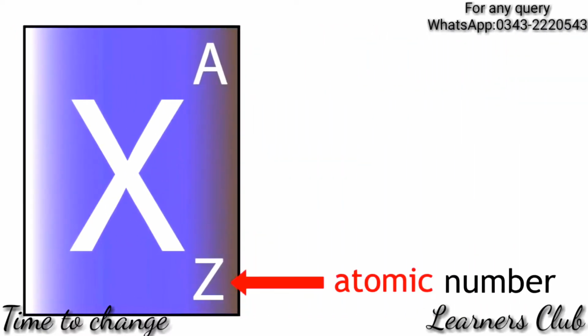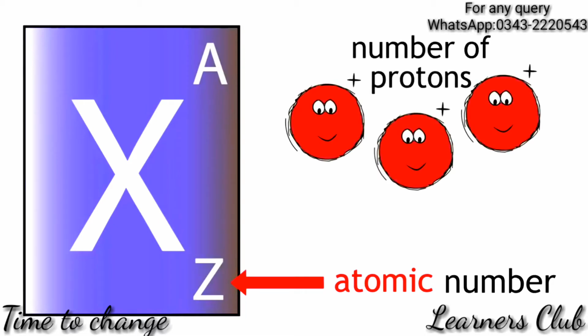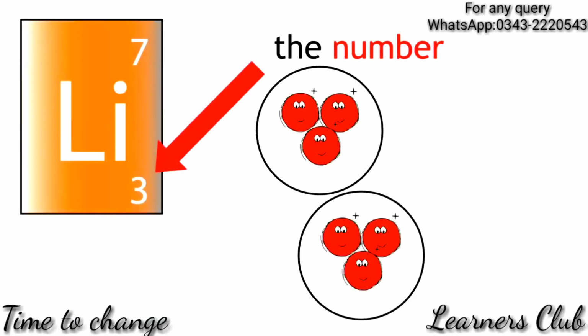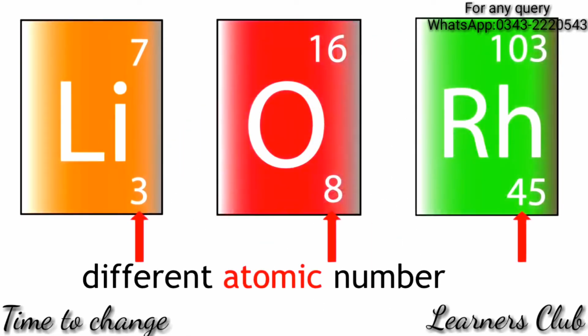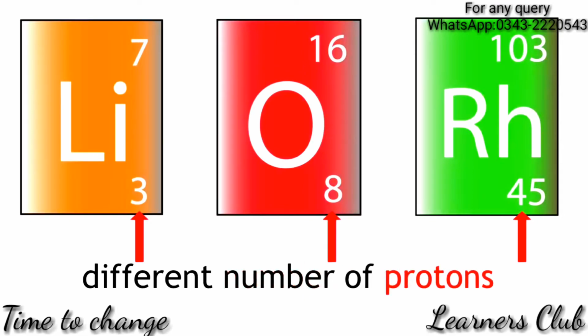The atomic number has a symbol Z. This number tells you how many protons are in one atom of an element. The number is always the same for all atoms of a particular element. Atoms of different elements have a different atomic number, meaning they have a different number of protons.